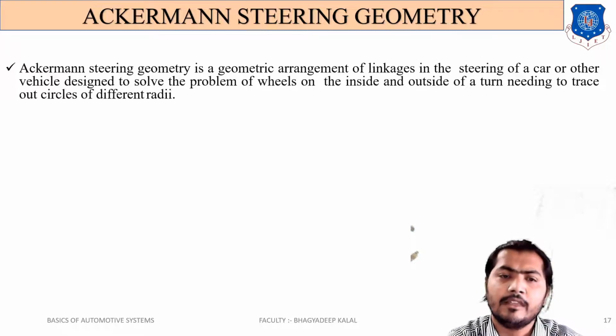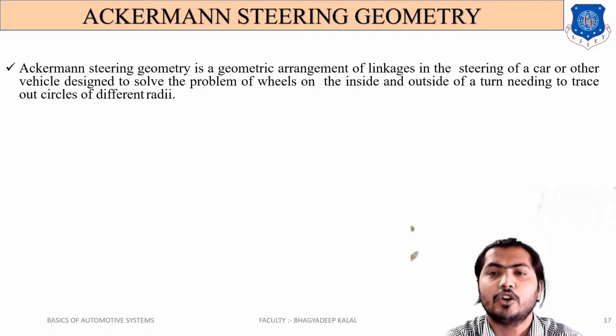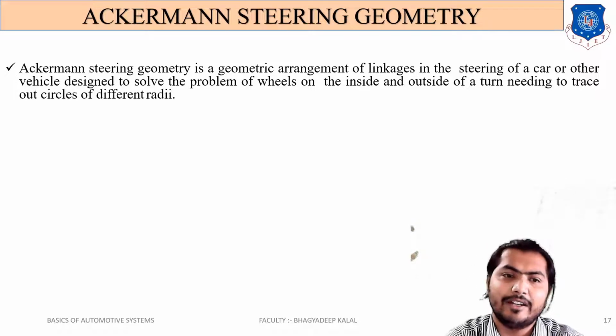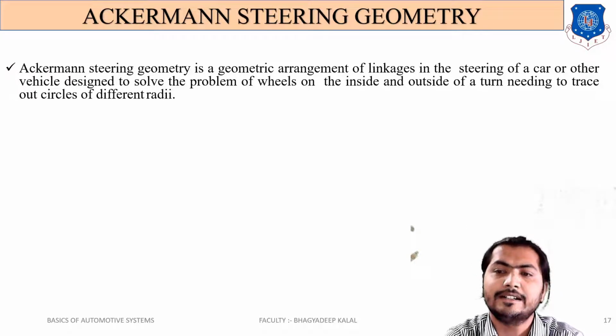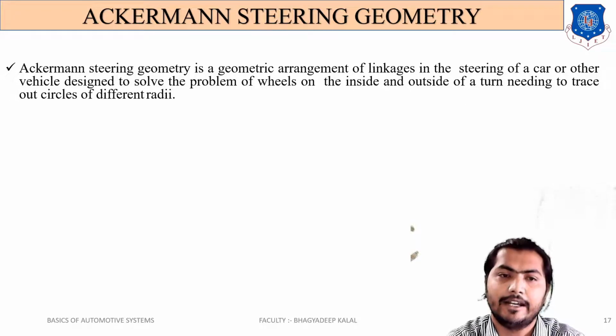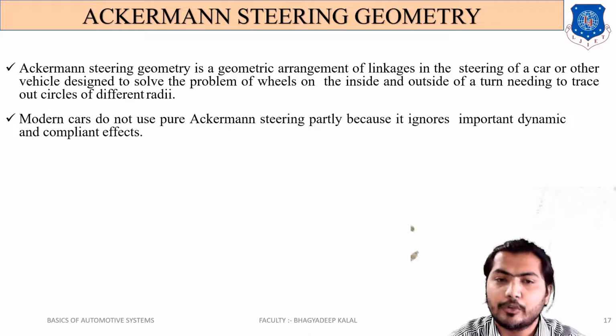Okay, the Ackerman steering geometry is a geometrical arrangement of the linkage in the steering of a car or other vehicle, designed to solve the problem of the wheels on the inside and outside of the turn needing to track out circles of different radii. Modern cars do not use pure Ackerman.